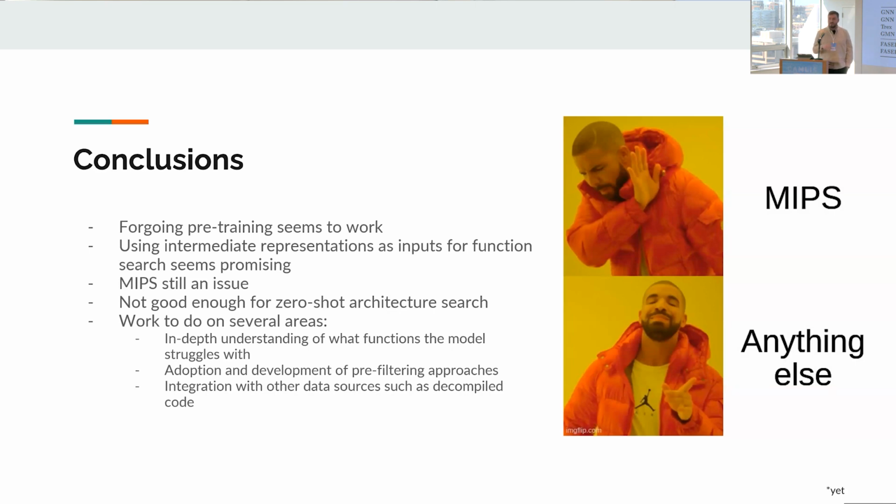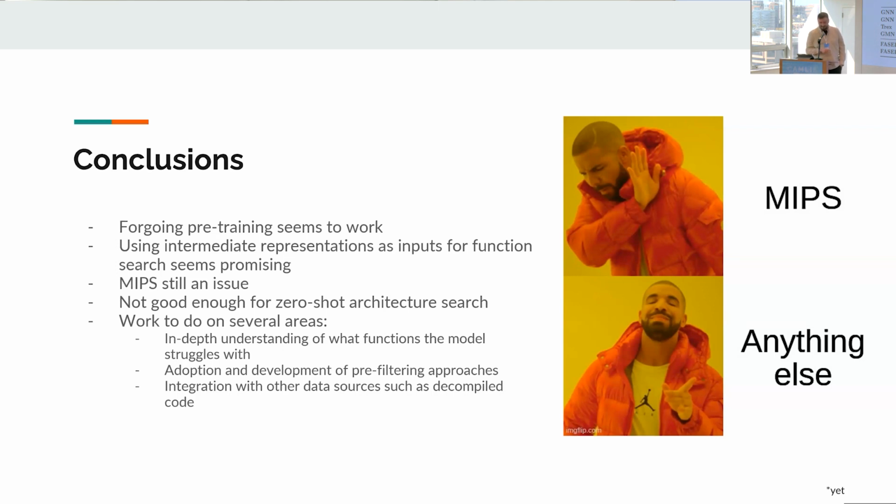Using an intermediate representation seems to work. The primary benefit was that other than having to normalize it, you just chuck it in. Rather than the lot of post-processing, particularly architecture-specific, that people are doing, with this you just have to normalize once and off it goes. MIPS, as the meme says, is still an issue. Not good enough for zero-shot architecture search, which isn't surprising.